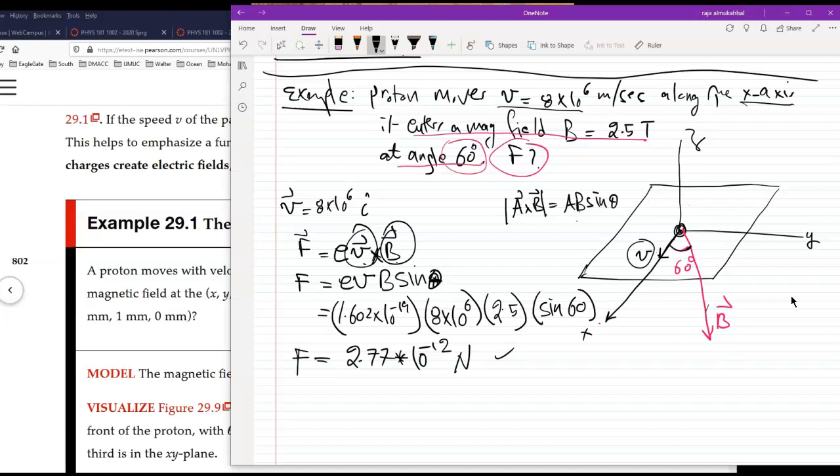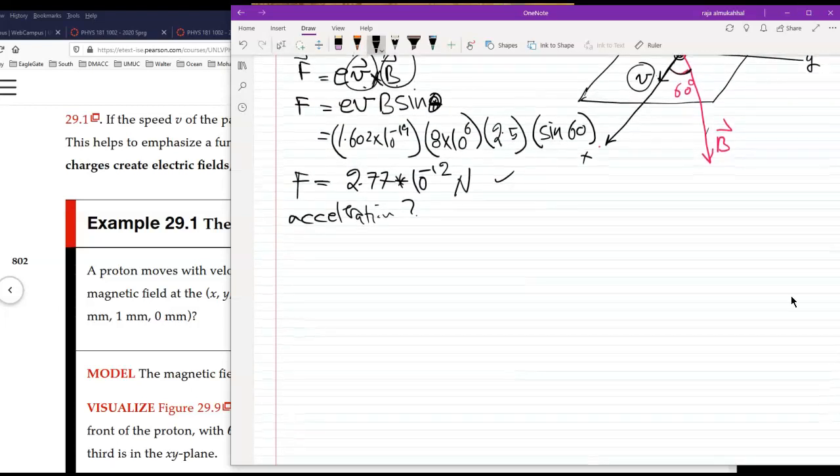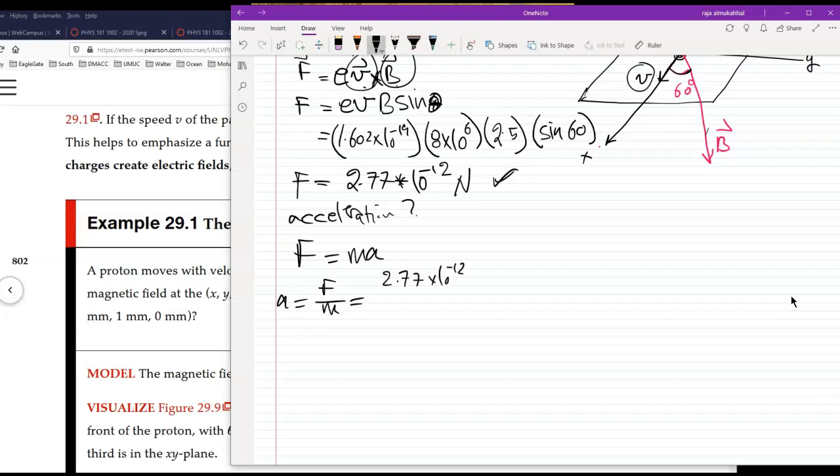He also asked, what is the acceleration of the proton? How do we do that? Well, that's easy, right? F equals ma, so a is equal to F over m. I have the force right here: 2.77 times 10 to the negative 12 divided by the mass. The mass of the proton is 1.67 times 10 to the negative 27. And it's going to be very large. The acceleration of subatomic particles is always very large. Anyway, we have here 1.66 times 10 to the power of 15 meters per second squared.